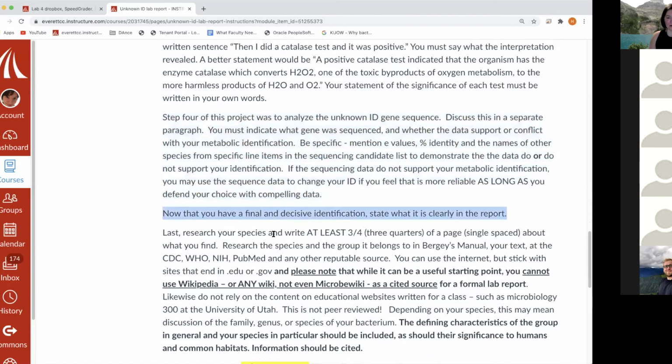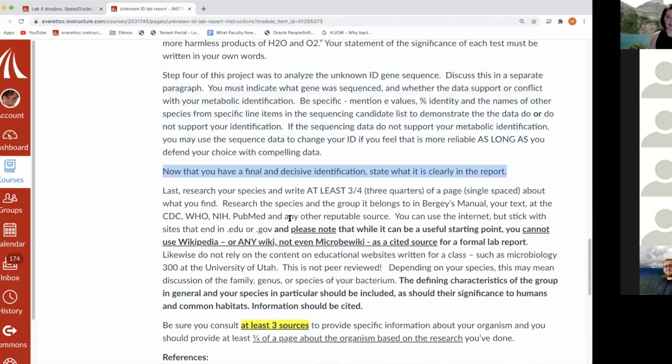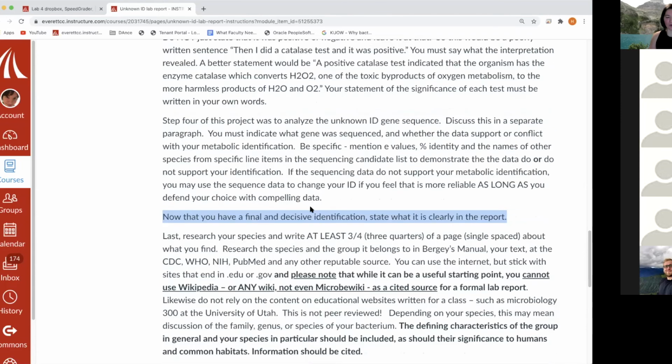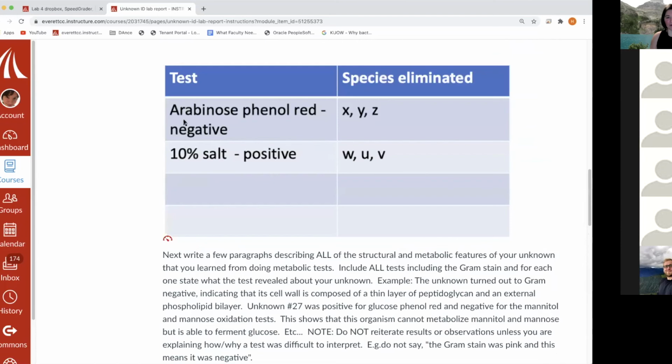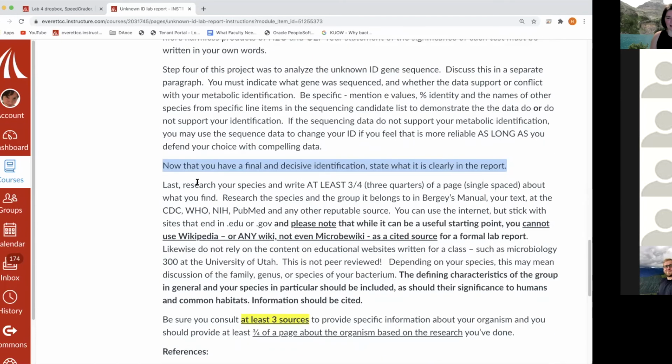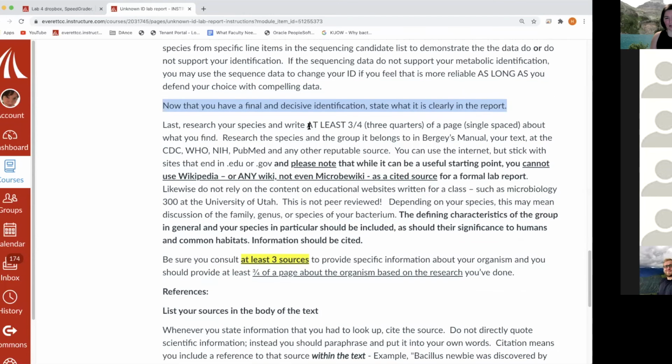Okay, so make sure that somewhere in this section it is extremely clear what you have identified as your species. Don't make me hunt for it. Make sure it's quite clear and not hidden, and don't assume that I can see it, so make sure it's written in the text somewhere. A good place to do that is right at the start of this section, which is the research section. The research section needs to be substantial. Your whole report is single space.